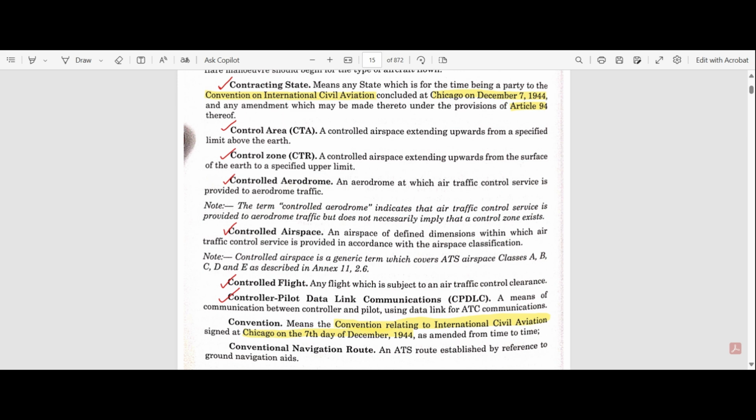It actually doesn't mean a state within a country, but the various different countries which are part of the Chicago Convention, which are the binding members of the Chicago Convention.